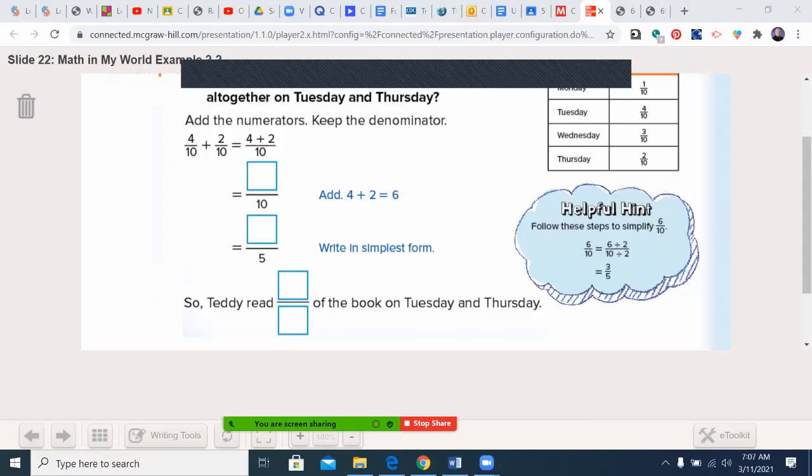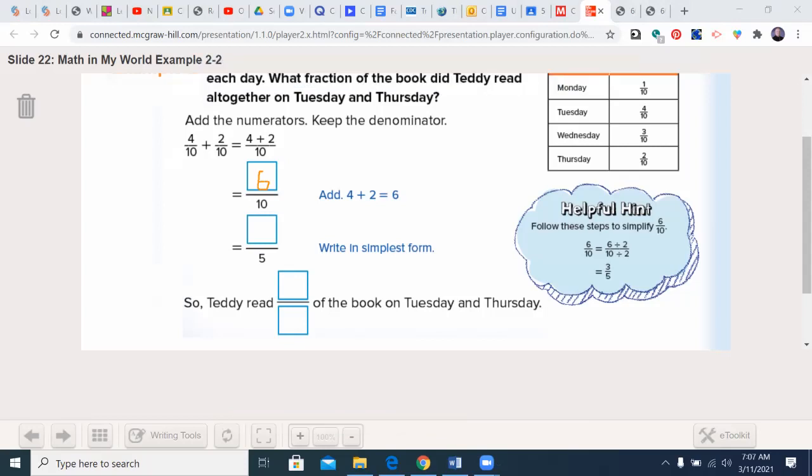So we had from the previous slide, Tuesday's 4/10, Thursday's 2/10, and 4 plus 2 is 6. However, as you may have already caught, 6 and 10 have a greatest common factor of 2. So I'm going to divide top and bottom by 2. 6 divided by 2 is 3. 10 divided by 2 is 5. So Teddy read 3/5 of the book on Tuesday and Thursday.